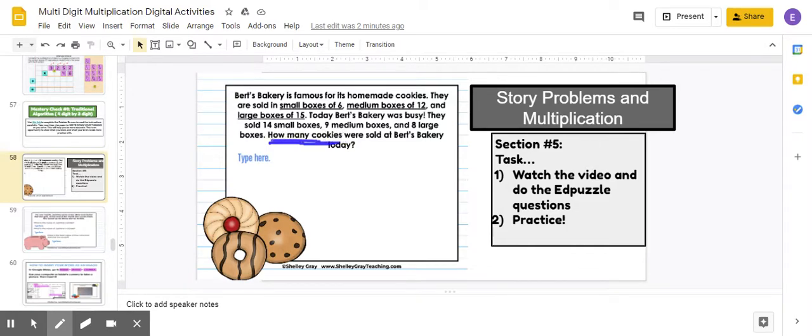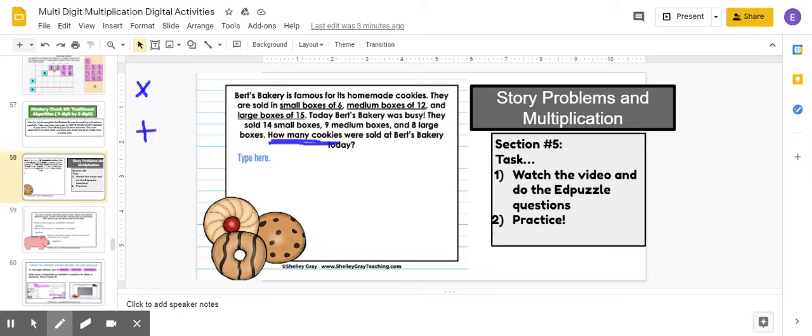So we're going to have two parts to this puzzle, right? First we're going to multiply to figure out how many cookies are in the small boxes. If he sold 14 small boxes, then they have 6 cookies in them, so we'll figure out how many cookies that is. We're going to figure out the medium and then the large. And then after that, we're going to add those all together.